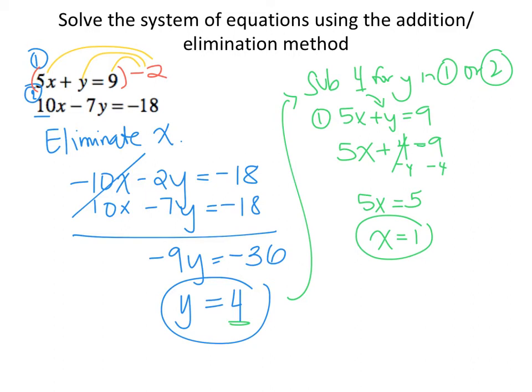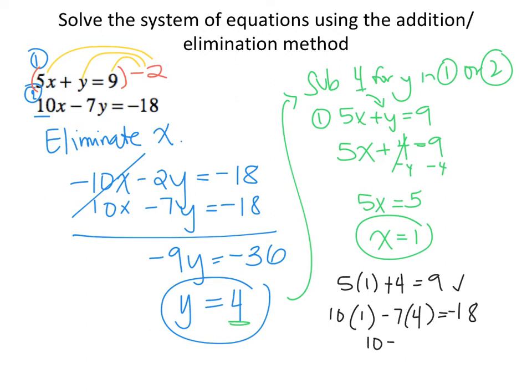I'll check my answers again by subbing it in. I can see that 5 times 1 plus 4 is equal to 9, yes. 10 times 1 minus 7 times 4 is equal to -18. I have 10 minus 28 is -18. This is also true. So my solution is actually (1, 4).